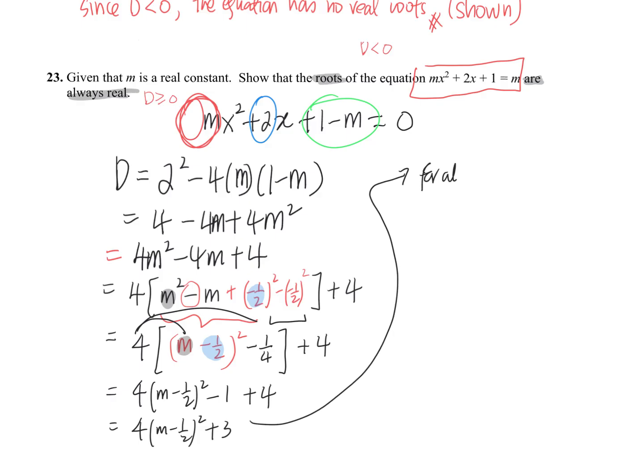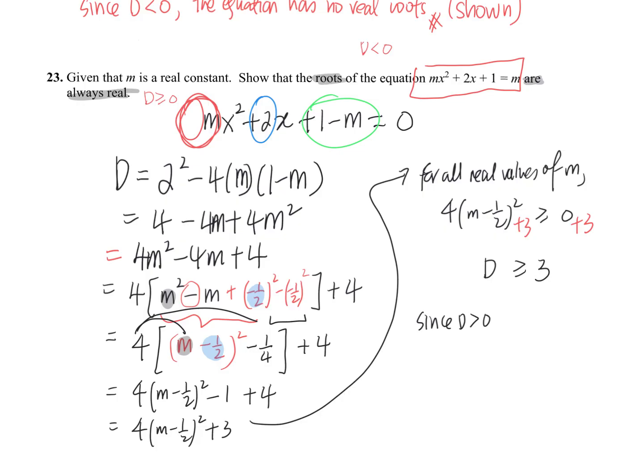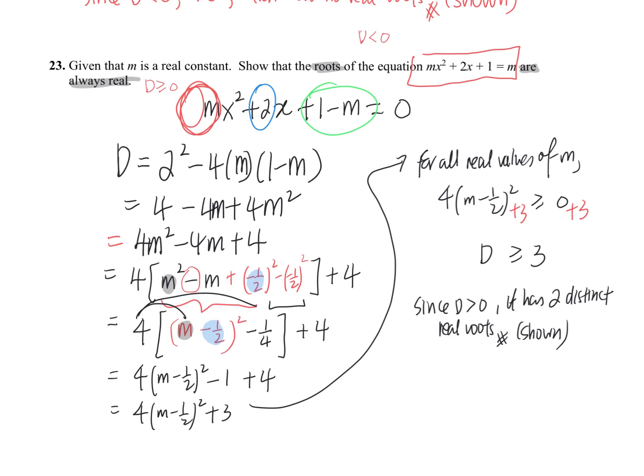For all real values of m, this whole thing is always greater than or equal to 0. And then you add 3 on both sides. The discriminant is greater than or equal to 3. So since the discriminant is positive, it has 2 distinct real roots. Shown. We are so done with this.